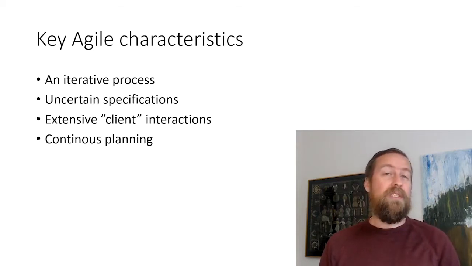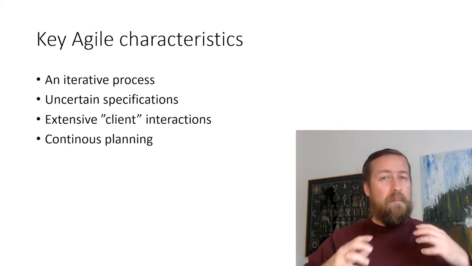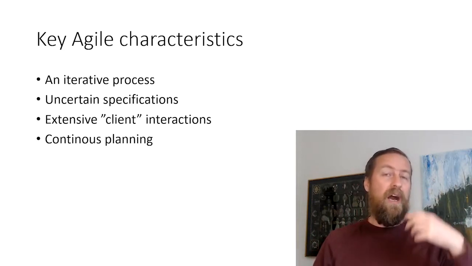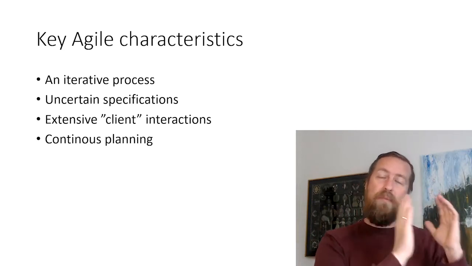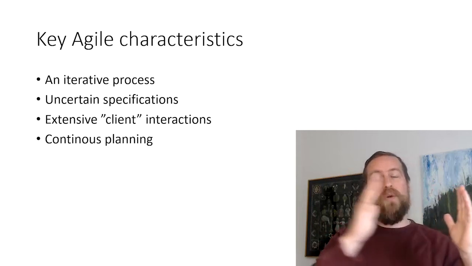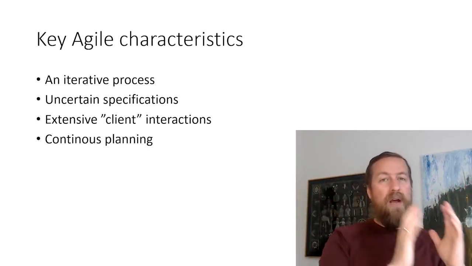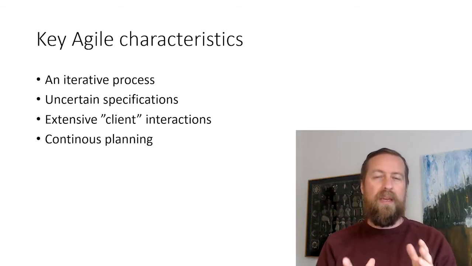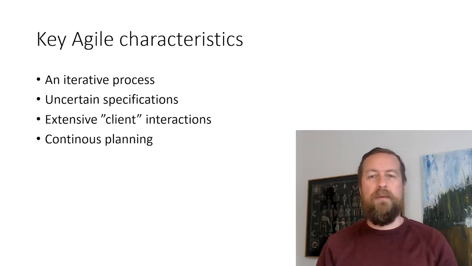The first one is that it's an iterative process. What does this mean? Well, it means that we repeat our steps. So we don't have a plan which starts from A and then goes all the way through C. We have these steps and then we go around and around and around. I'll get back to what that means in practice.